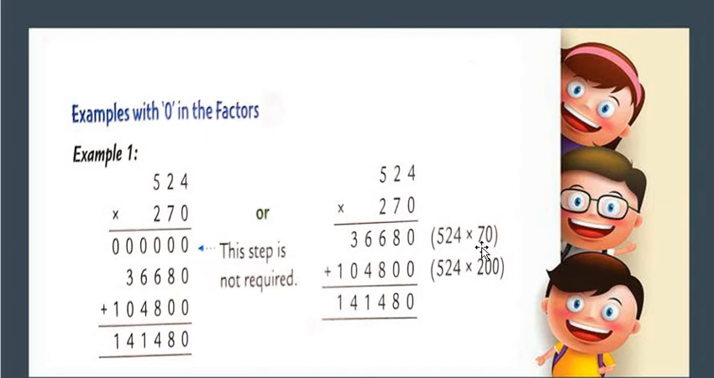524 multiplied by 70 is equal to 36,680. Now we multiply with 200. So for the 200, both 0s we put as it is. So I'll put both 0s here, and now I multiply 524 by 2. So 2 times 4 is 8, 2 times 2 is 4, 2 times 5 is 10. So 104,800.